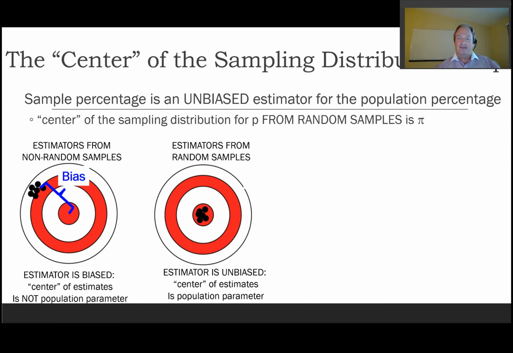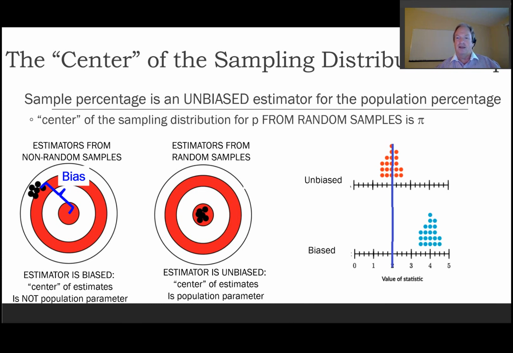And if we look at this, say in the picture that we're going to be working with, we're not working with bullseyes, we're working with plots on number lines. This top plot would be unbiased. In other words, if this blue line is the population parameter, the estimates are centered around the population parameter. And again, if we took it from a biased sample, they're going to be centered around a different value here. Okay, good. So that takes care of the center.